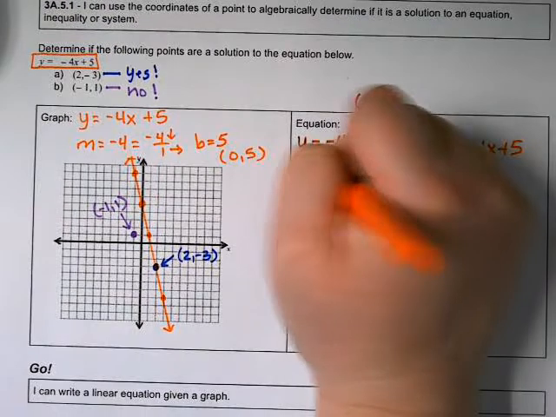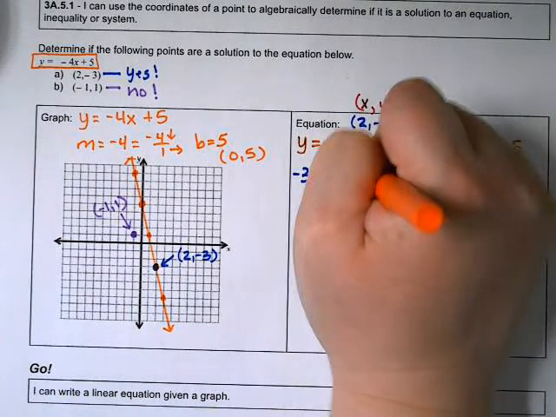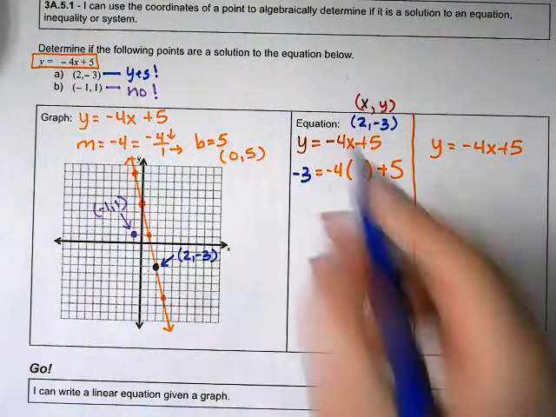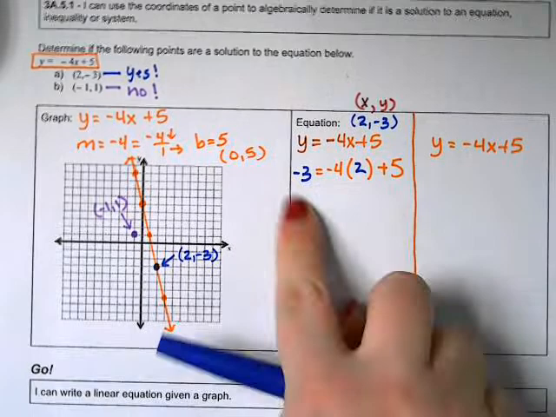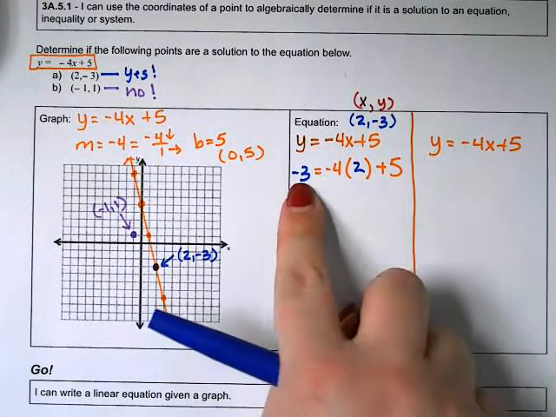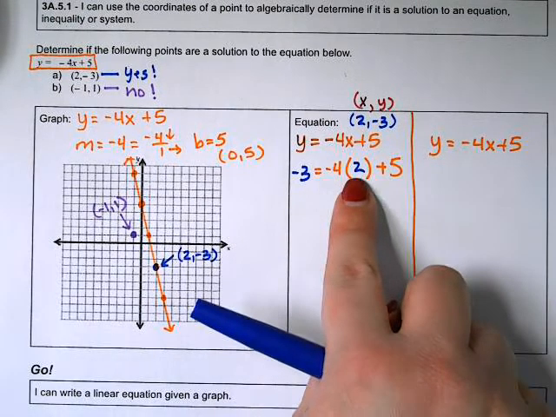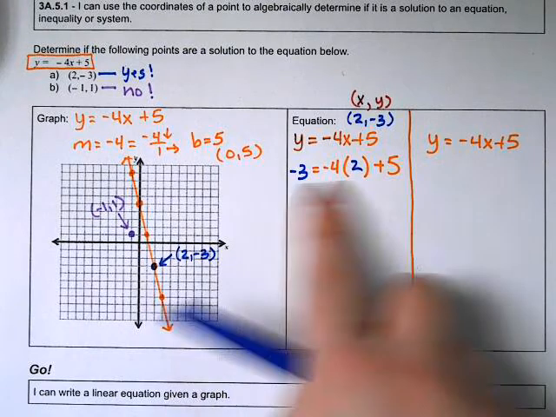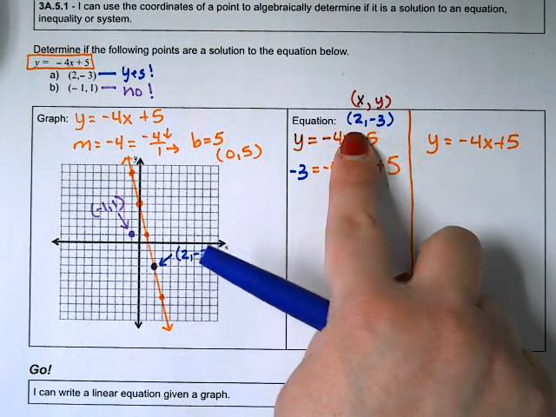And then my x value, so I'm going to take out the x, and I just always like to put parentheses. My x value is 2. So we can see this is my equation. It's y equals -4x plus 5. And all I did is take out the x and the y and put in my coordinate point.